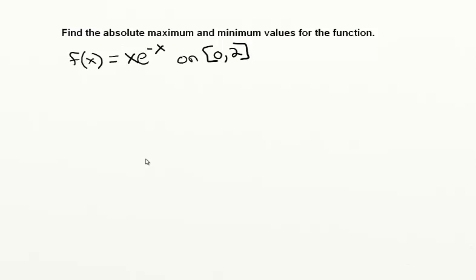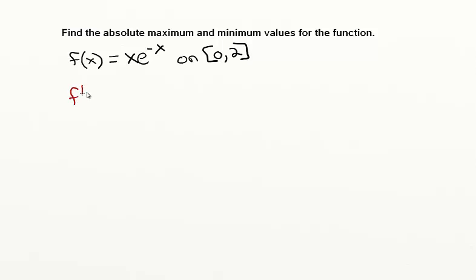So here's our second example. We have f of x is equal to x e to the negative x, and we have that on the closed interval 0, 2. So we're going to use the same method as the last problem. First we're going to take the derivative.